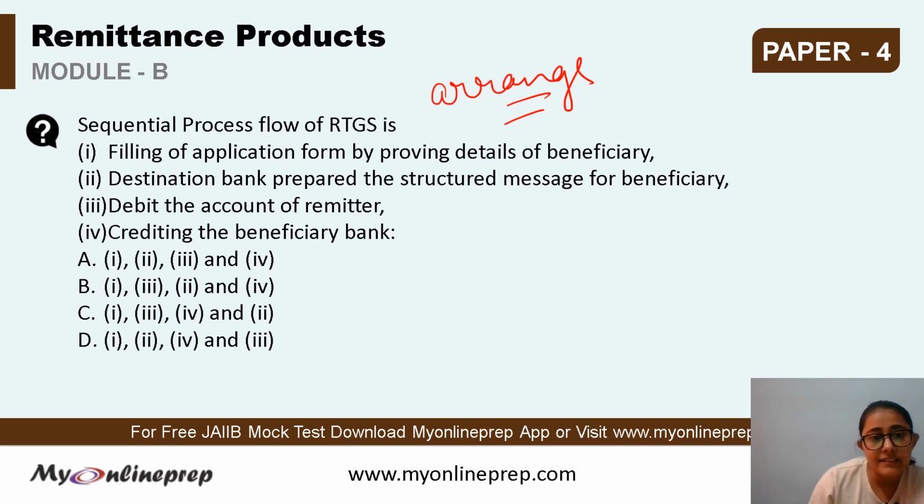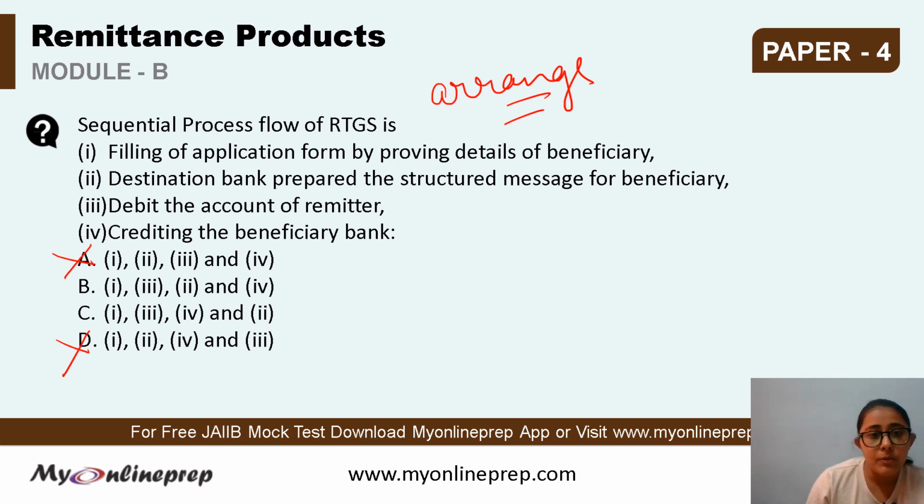So here we can see that debit the account of the remitter should be the second step. After filling of the application, जो remitter का account है उससे वो amount debit होता है. So third statement should be the second. यहाँ पे third है B और C में. So we can cancel out option A and option D. These cannot be right because यहाँ पे second दिया हुआ है. So B और C हमारे पास बच गए options.